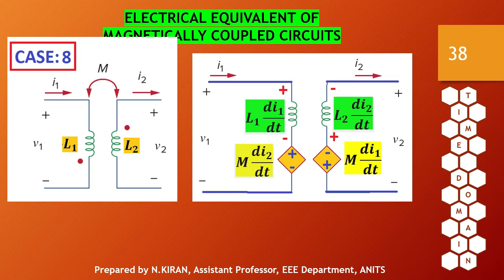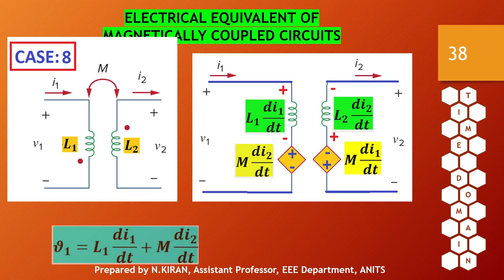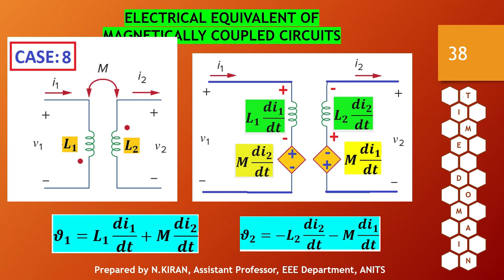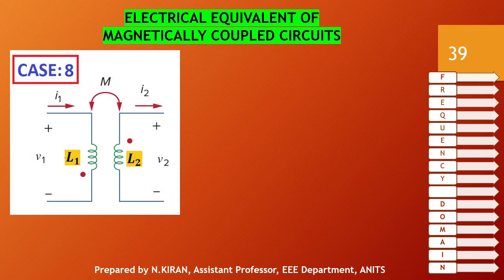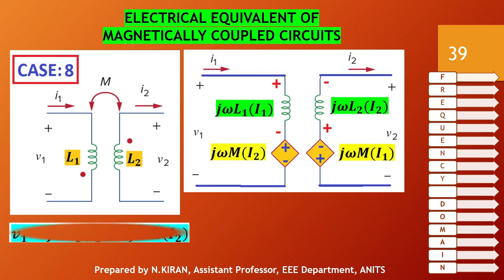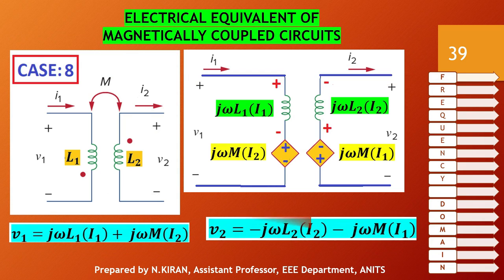So the expressions for self-induced EMF and mutually induced EMF are as shown, and correspondingly, applying KVL to both the loops will give me the following expressions for V1 as well as V2. In the frequency domain, the expressions for self-induced EMF as well as mutually induced EMF are as shown, and applying KVL will give me the expressions for V1 and V2 as shown. So these are the 8 basic cases of magnetically coupled circuits, their electrical equivalent and the corresponding KVL equations.